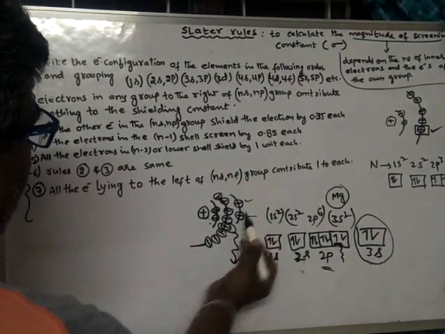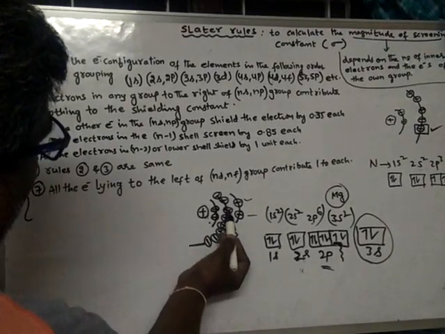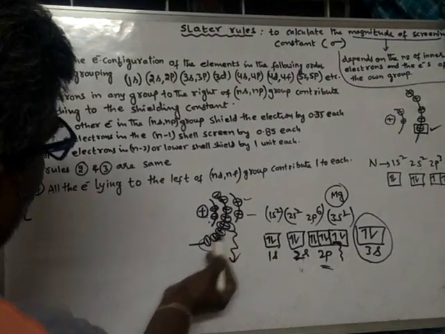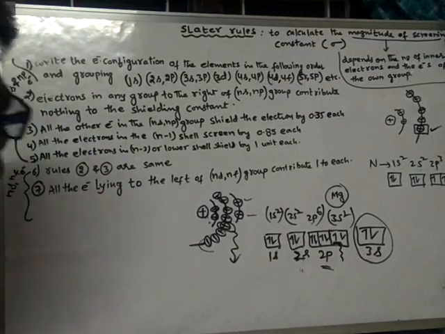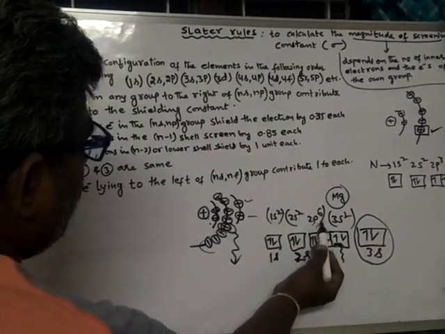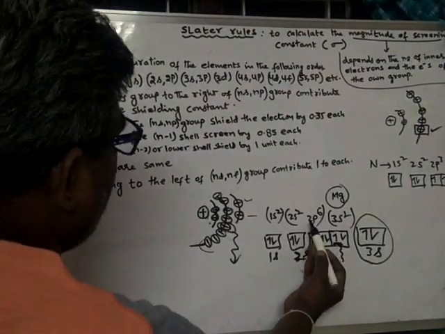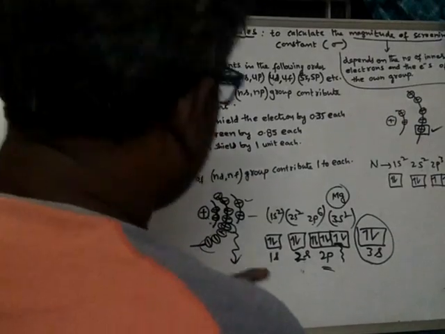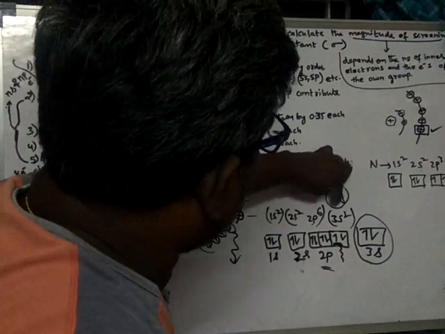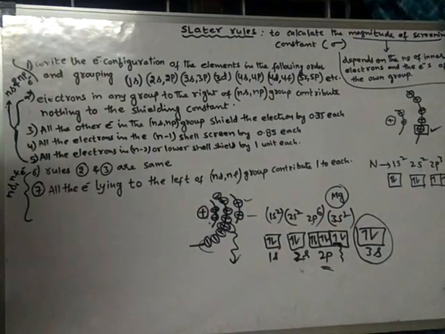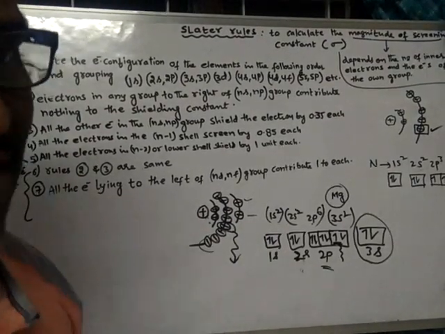The screening effect is shown by these 2 electrons and also the other 6 electrons belonging to the same group, because all these electrons belong to the same group. That is why the electrons which belong to the same group will show a screening effect. And the electrons which are present towards the right side of this group do not show any screening effect on these electrons. So that is why the screening effect of these 2 electrons should not be calculated.